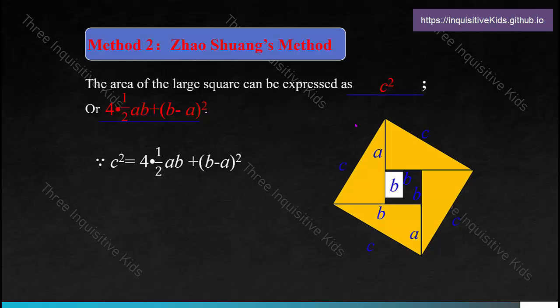So now we can solve this. So we know that they're both representing the same thing, so that's the equality right there. c squared equals 4 times 1/2 ab plus the square of the difference of b and a.